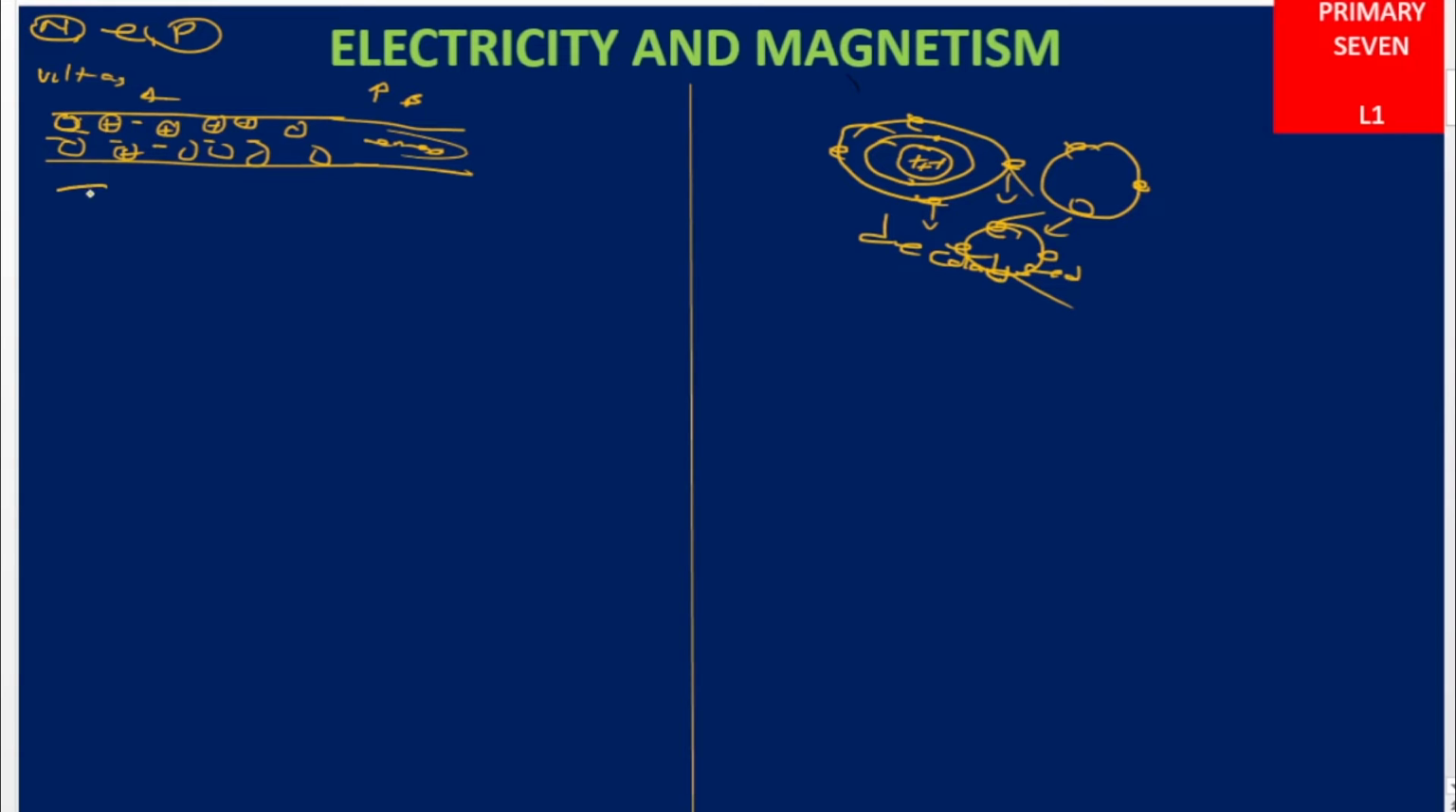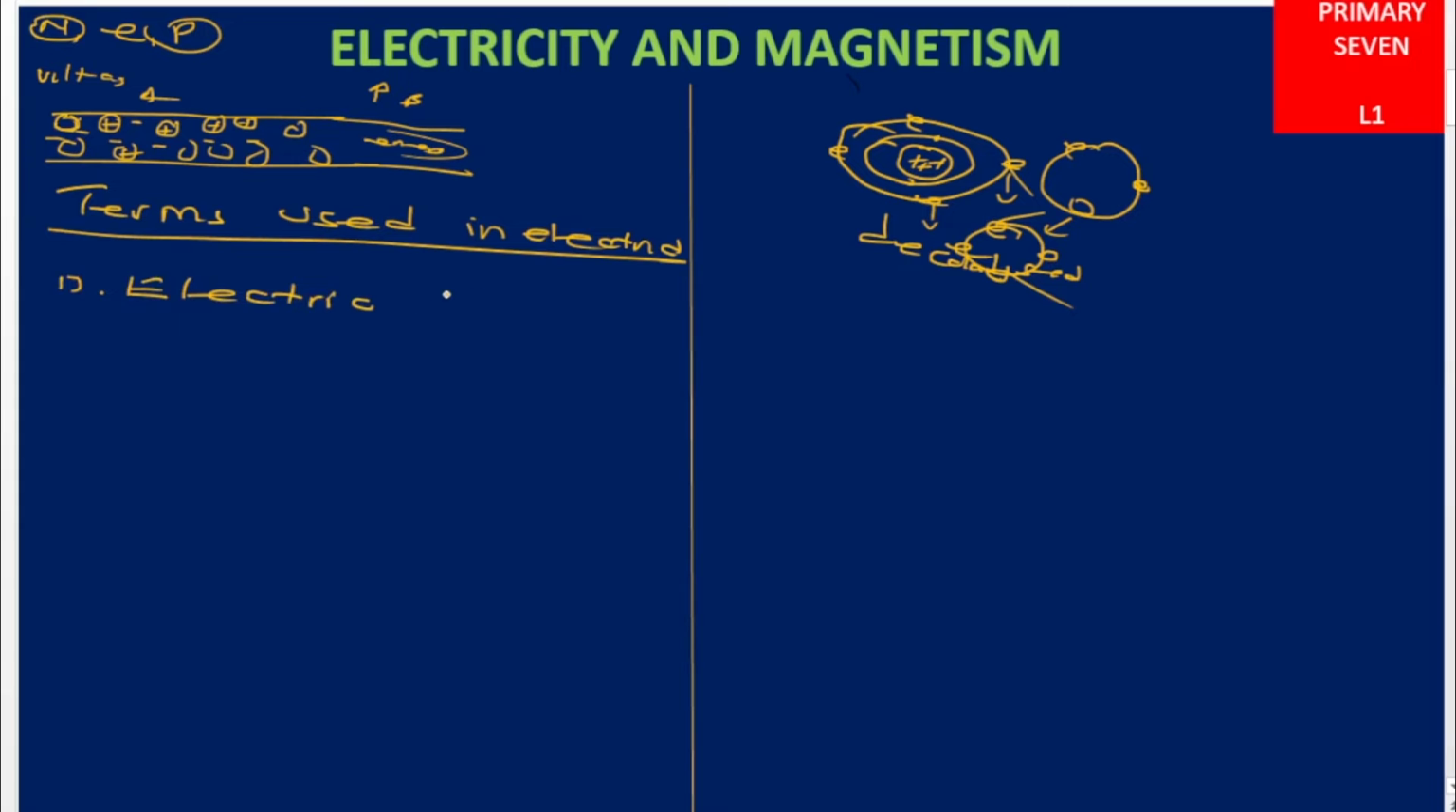Okay, good of you. Now let us look at some terms used when we are talking about this form of energy, sometimes used in electricity. We are going to start with our first term, and this first term is called electric current. Now what is an electric current? Electric current is the flow of electric charges.